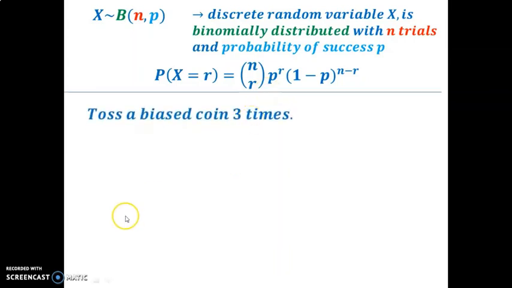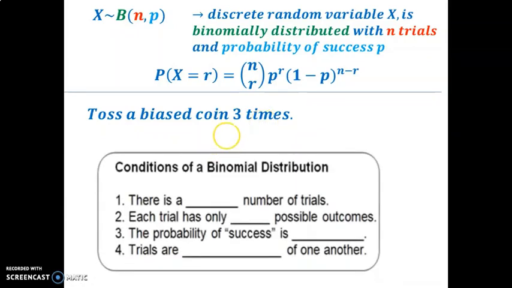All right, so we had the example of tossing a biased coin 3 times. Is that a binomial distribution? Well, let's check first, because there are conditions. The conditions of a binomial distribution are that there is a fixed number of trials. When we did the coin toss, did we have a fixed number of trials? Yes, we tossed it 3 times. Next, each trial has only 2 possible outcomes. Did we only have 2 possible outcomes on each trial? Yes, we did. Either a head or a tail.